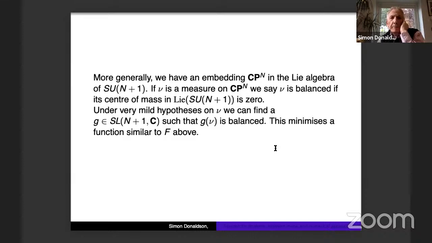So in a very general setting, if we have any measure on CP^N, we can say that this measure is balanced if its center of mass in the vector space, in this Lie algebra, is 0. In the previous case, we were considering just the measure given by point masses at these points, the p_i. But under very mild hypotheses, we can do the same thing. We can find, under the complex group, a way to move our measure to a balanced one.